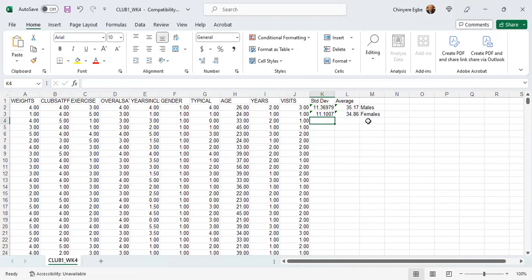Okay. Males and females. So now I would also ask you to calculate the coefficient of variation. Okay. And the coefficient of variation is the mean over the standard deviation, right? It shows you the relative rate of dispersion.